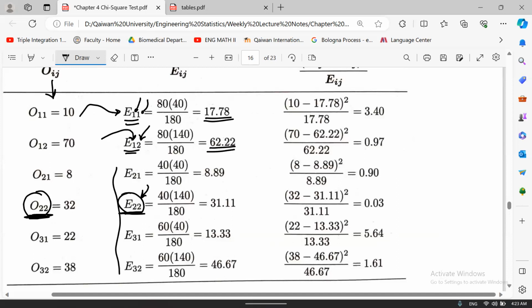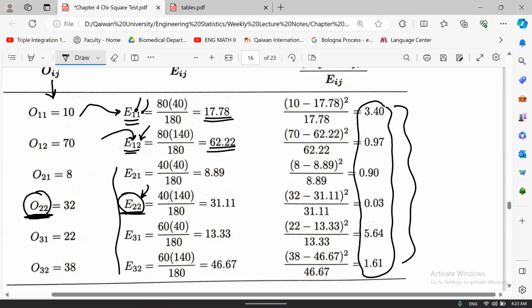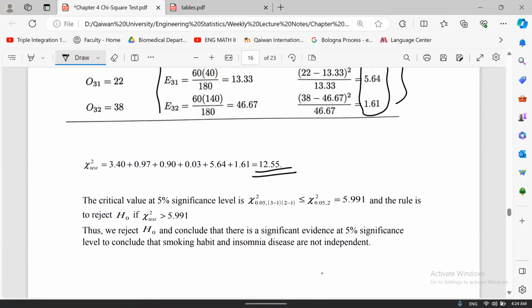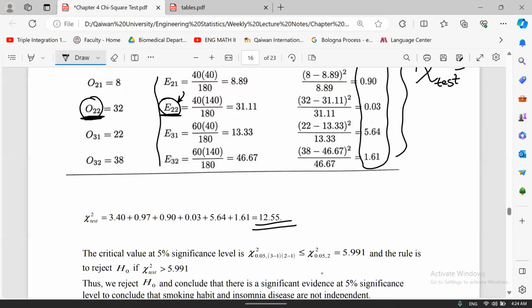We get these values. Look, these values must all be positive. Be careful with that. We must get only positive values. Now, the sum of these is the chi-squared test. The chi-squared test is the sum of these numbers. Now, after finding the chi-squared test, we must find chi-squared from the table.